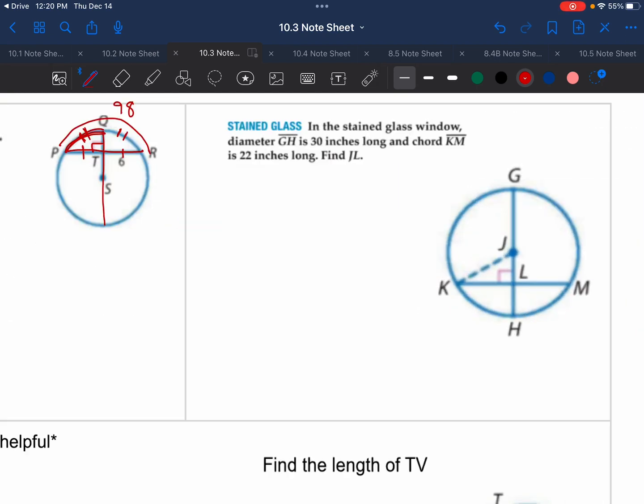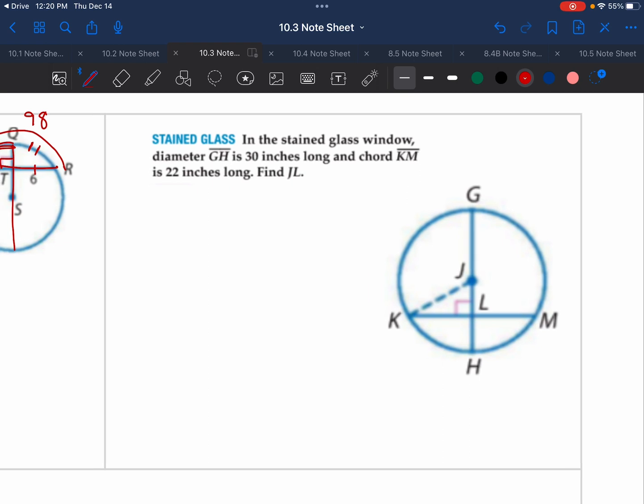Next one, in the stained glass window, diameter GH, so this is a diameter, is 30 inches long. So I'm just going to mark that this radius is 15, since it's half the diameter. And chord KM is 22 inches long. So notice that GH is perpendicular to the chord, so that means the chord is bisected. So if KM is 22, then KL, I'm just going to label this one, is half, so 11.